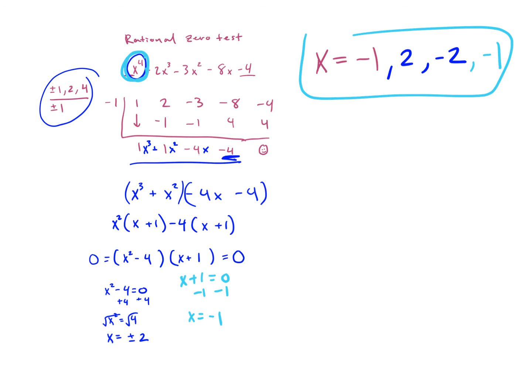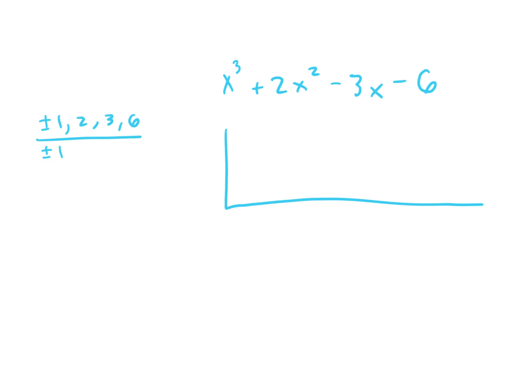All right, so another rational zero test. If I have x cubed plus 2x squared minus 3x minus 6. So what are all my factors of 6? 1, 2, 3, 6. So plus or minus 1, 2, 3, and 6. And then all my factors of my leading coefficient would just be plus or minus 1. So what should I try first? Let's try 1. So in my box I have 1, 2, negative 3, and negative 6.